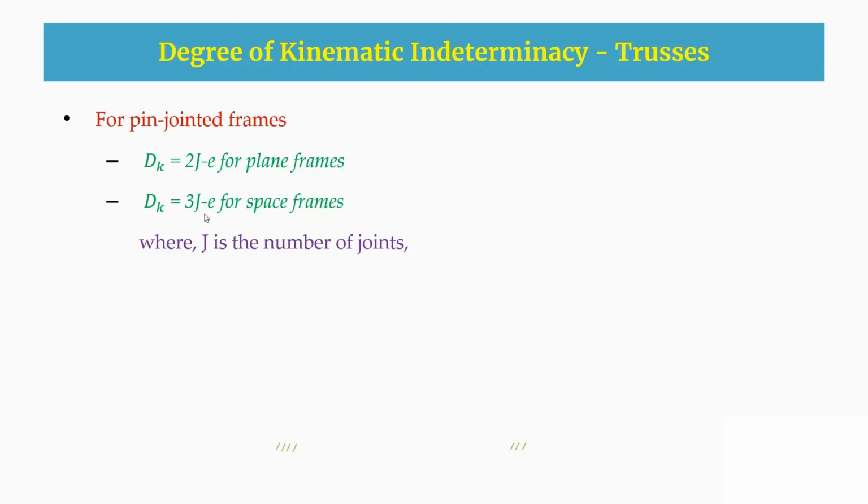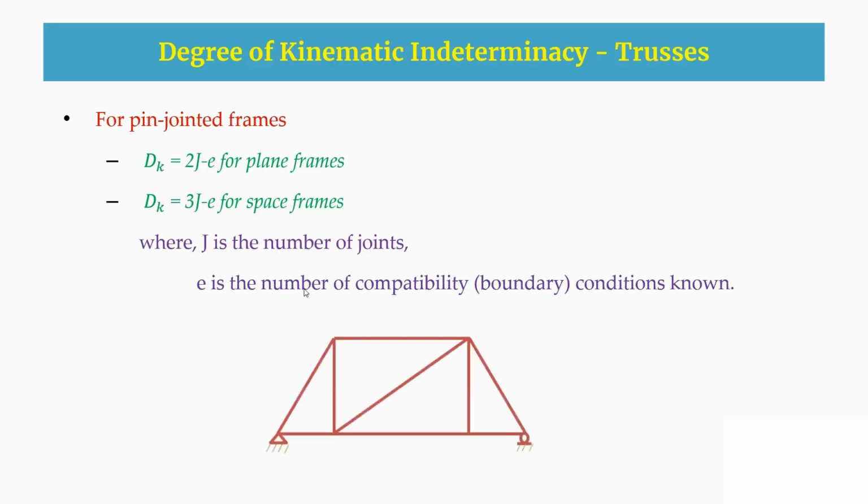Here for space frames, in 3 directions, you are going to have 3 displacements at each joint. So it is 3j minus E. Now, for example, consider this pin jointed truss. Here the joints are 1, 2, 3, 4, 5, 6. For E, at the hinge support you have 2, and at the roller support you have 1. So in total there are 3 compatibility conditions. For these 3 compatibility conditions, your Dk will be equal to 9.